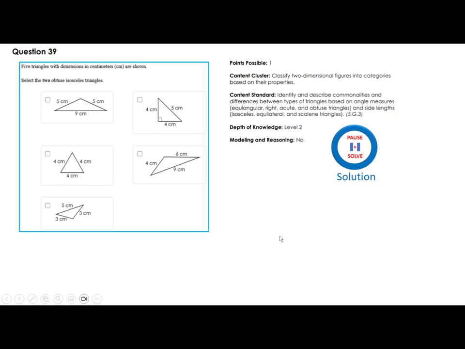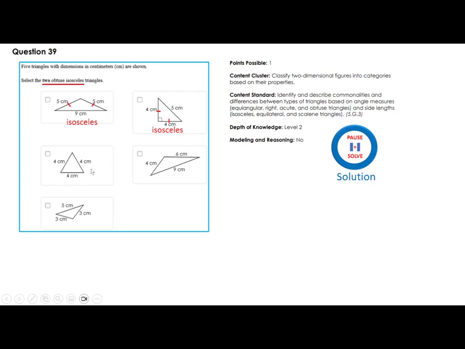5 triangles with dimensions in centimeters are shown. Select the two obtuse isosceles triangles, two properties. It has to be obtuse and isosceles. Okay? So this one here is isosceles. These two are the same. Isosceles means it has two equal sides. Okay? This one is isosceles. This one also is isosceles.